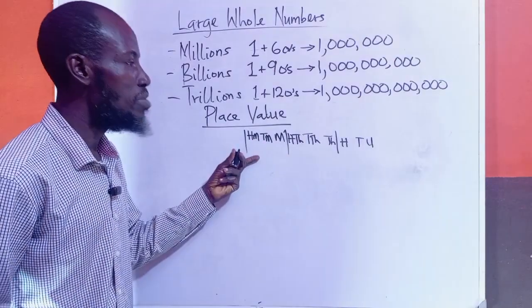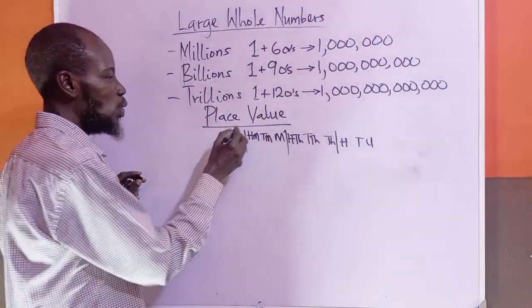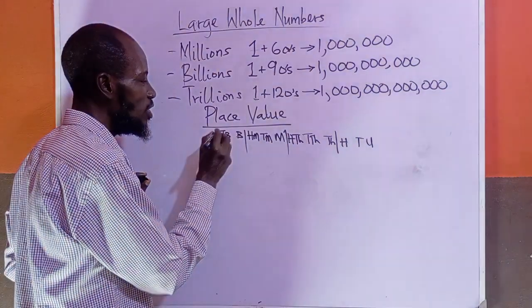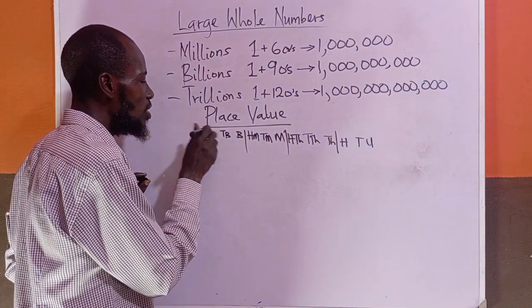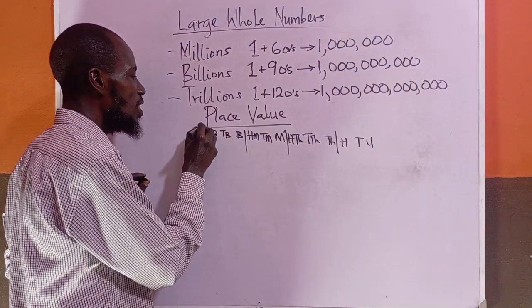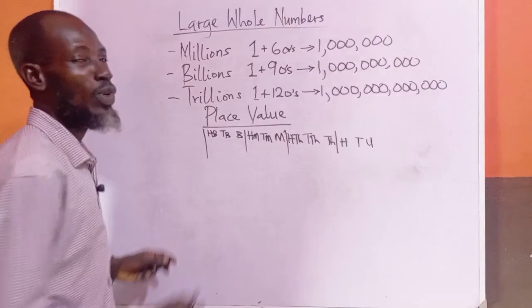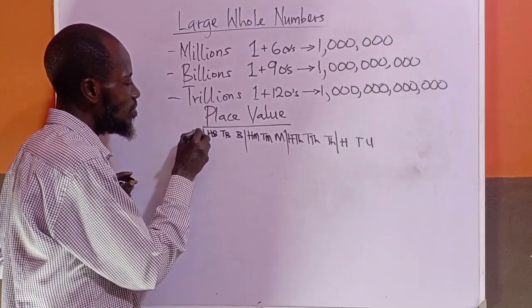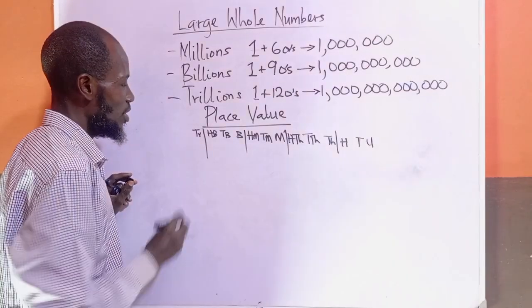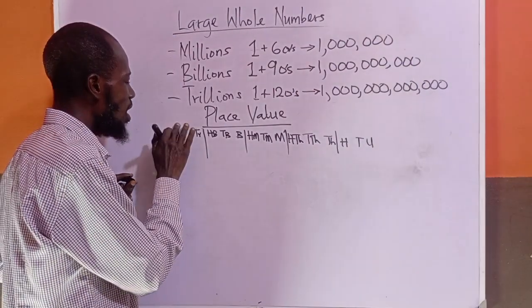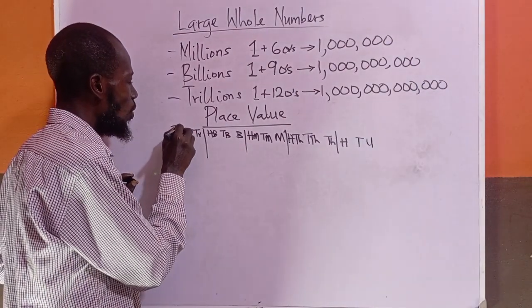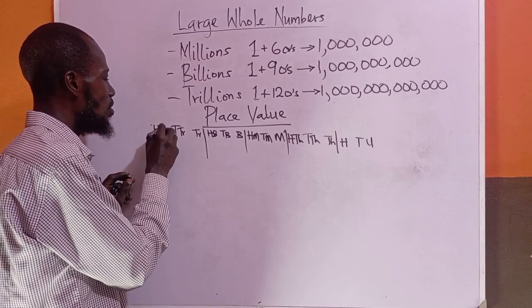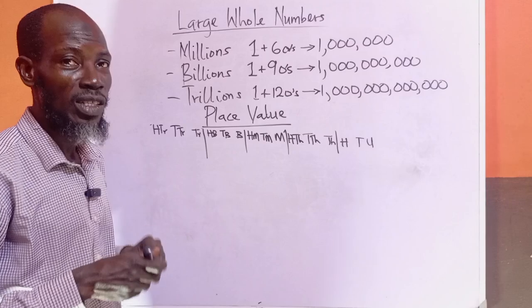Then after million, we move on to billion. So we have billion, then ten billion, and also hundred billion. Then after billion, we move on to trillion. So we have trillion, ten trillion, and also hundred trillion. So can you see now?